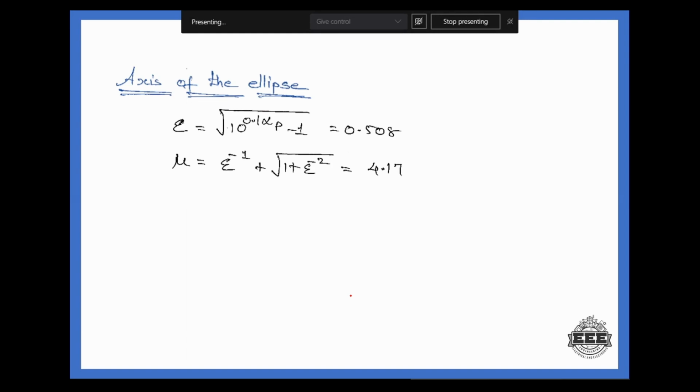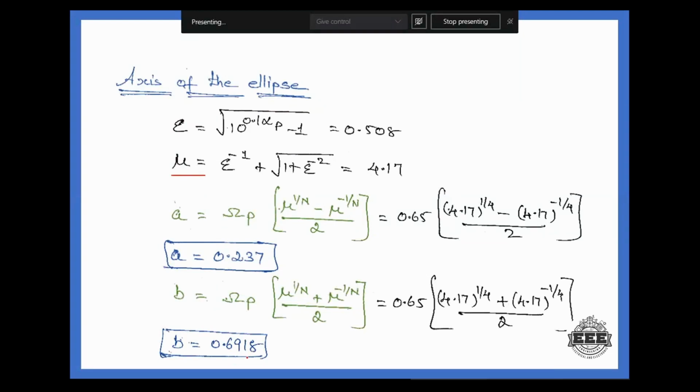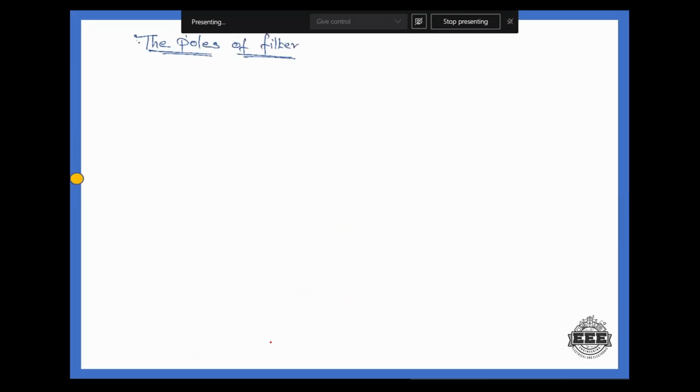After that, the second step is to determine the a and b values. For this, first of all we determine mu with the help of the epsilon value. Using the formula to determine a, we get the a value as 0.237. Similarly, the b value is 0.6918. So this is our third step finished. And then the fourth step is to determine the poles.